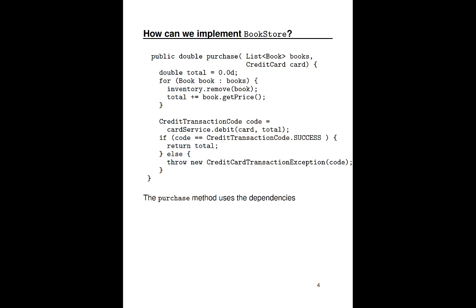So here, note that the purchase method uses the dependencies, but it programs to the interface, right? It calls getPrice, it calls debit. These are the abstract methods on the interface, not necessarily the methods of implementation. This is good code.